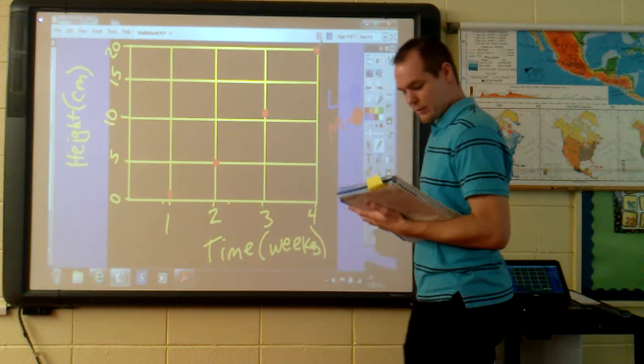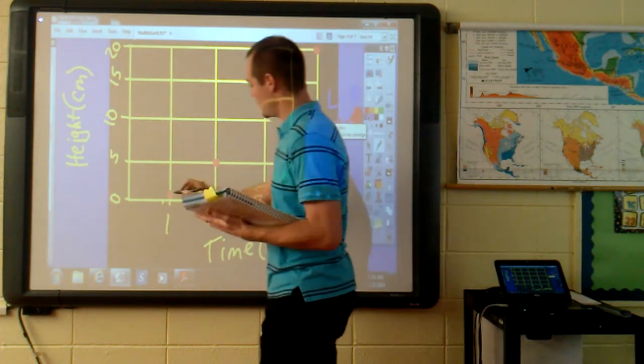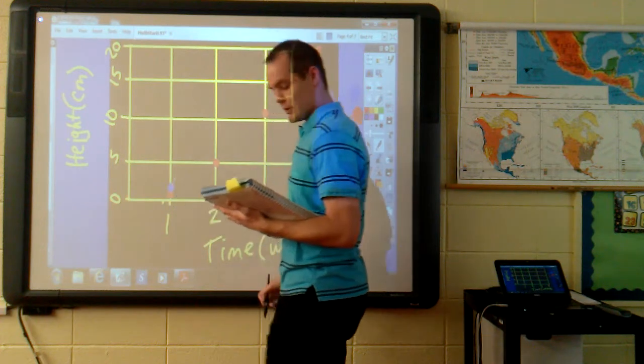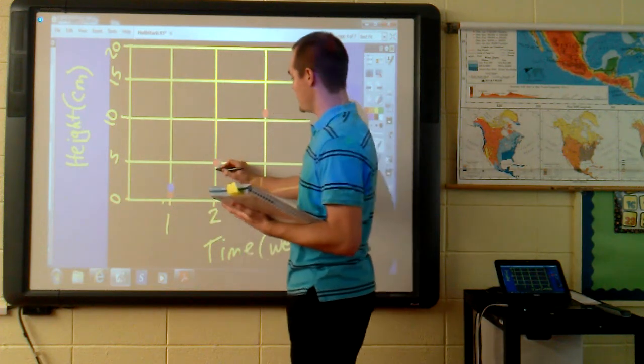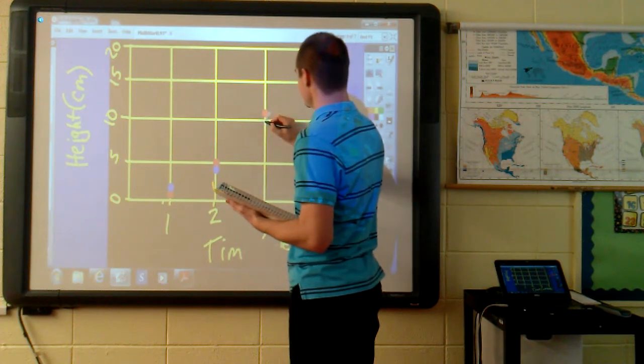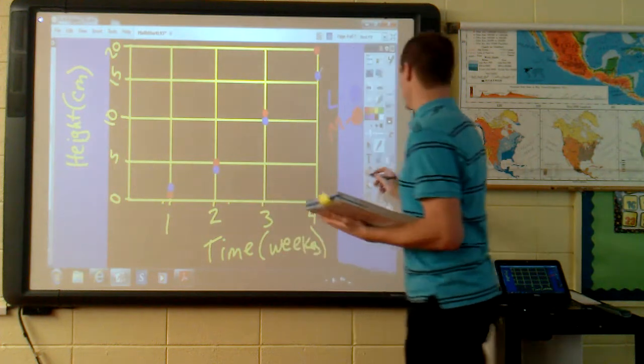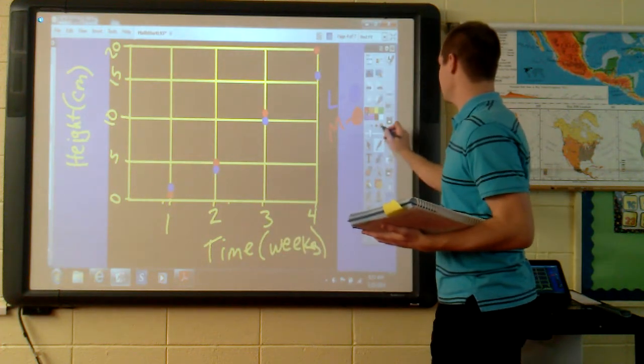Okay, and now I'm going to use blue for Lonnie. Looks like at week 1 it was 2 centimeters. Week 2 it was 4. Week 3 it was 10. And week 4 it was 16. Okay, now we can of course connect our dots.